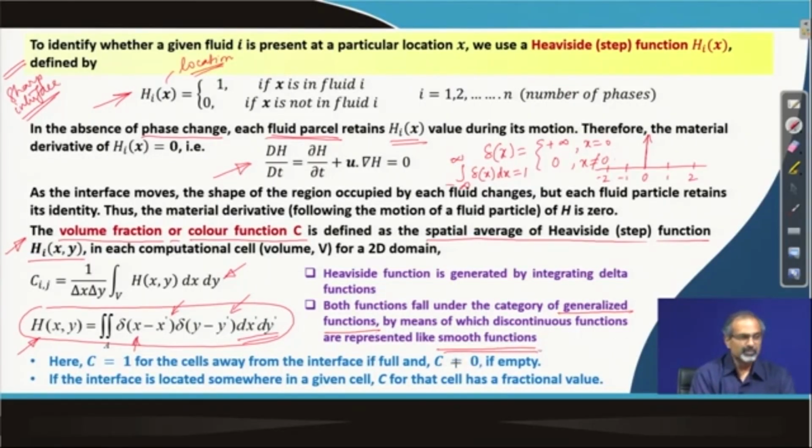So, from there we are able to get a tool which will act as a marker function, which we are naming as volume fraction or color function, and that C can take a value of 1 for cells which are away from the interface and cells which are full, and C equal to 0 if they are empty. So, if the interface is located somewhere in a given cell, C for that cell has a fractional value. So, that basically means that C can lie within this region. So, we will discuss more on this in the subsequent lecture. Thank you.